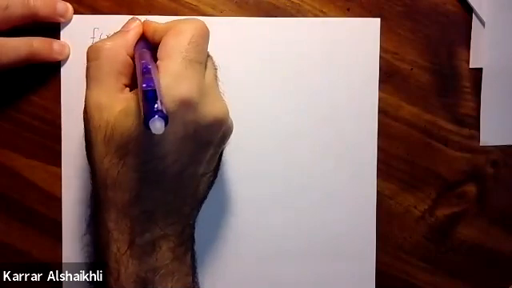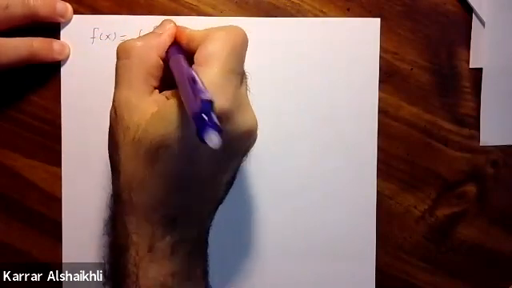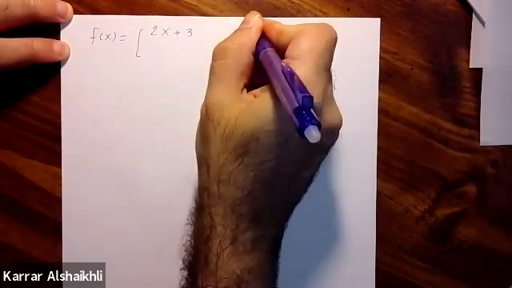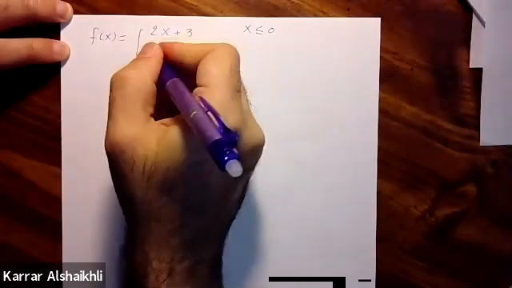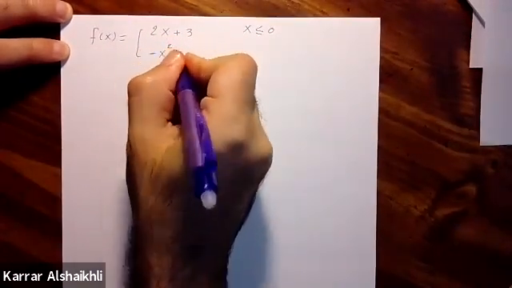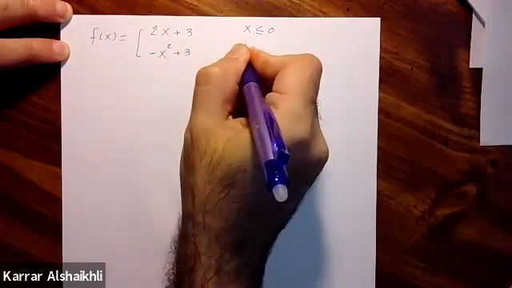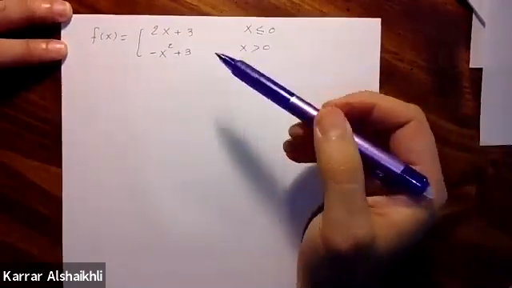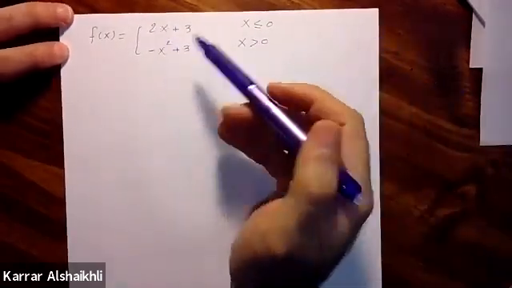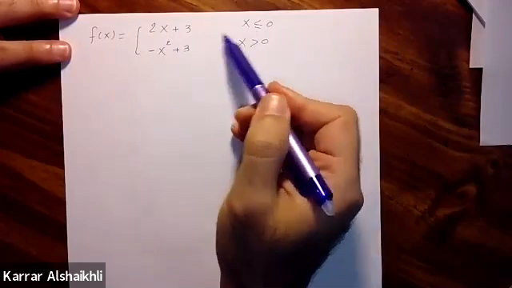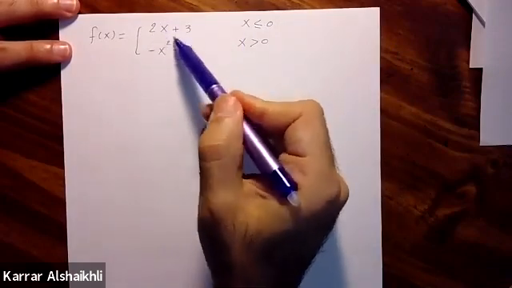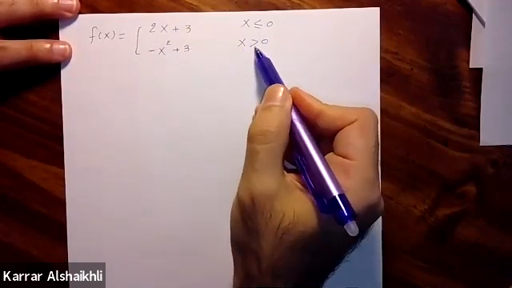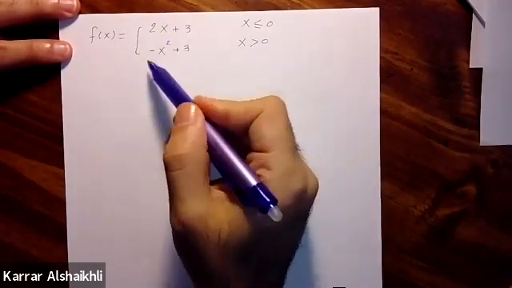F of x equals, this is the first piece, which is 2x plus 3 when x is less than or equal to 0. And the second piece is negative x squared plus 3 when x is greater than 0. So I already know this is a piecewise function because it contains two pieces. When the value of x equals 0 or is less than 0, a negative number, I'm going to use the first piece. And when the value of x is greater than 0, I'm going to use the second piece.